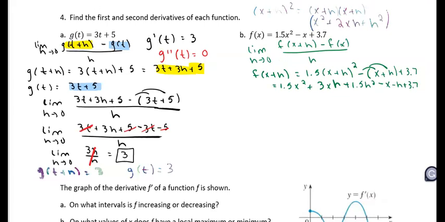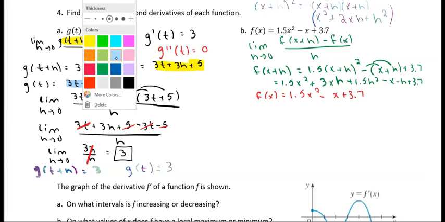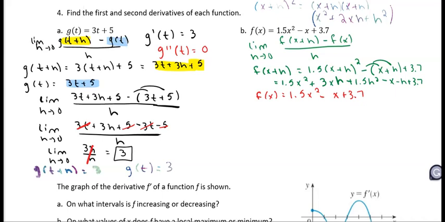Let's try the second piece. So the second piece is f of x. So f of x will look like 1.5x squared minus x plus 3.7. Okay, we got it. Let's see if we can substitute it all in. So we have our different pieces here. We have our f of x plus h, we have our f of x, and we're going to put it all over h. So let's do some highlighting so we can color code. Here is our f of x plus h. So that goes right here.